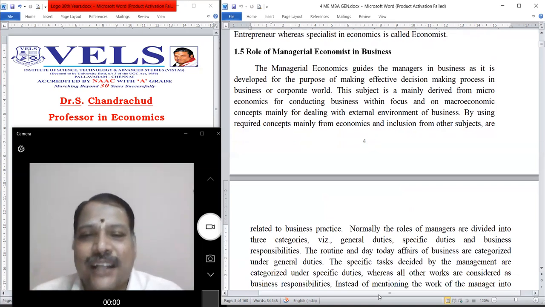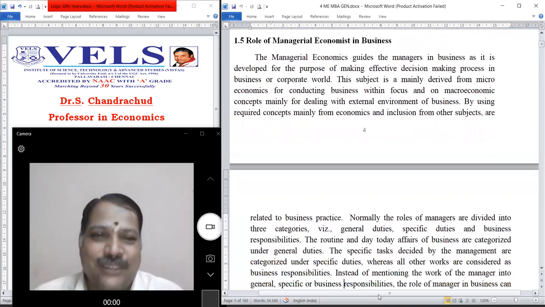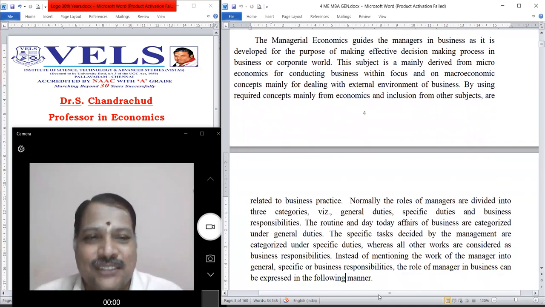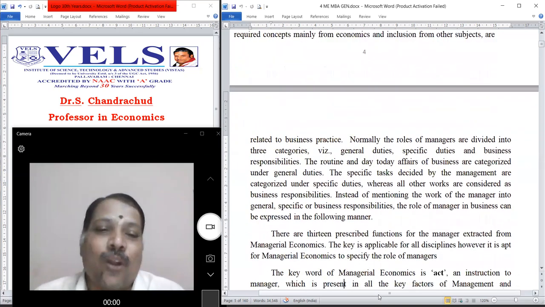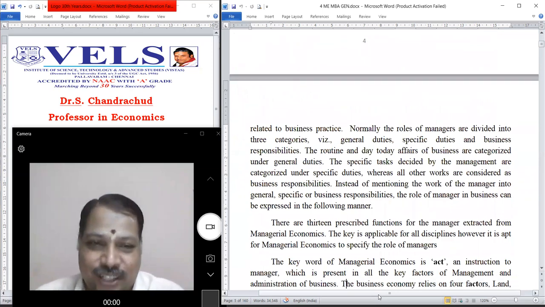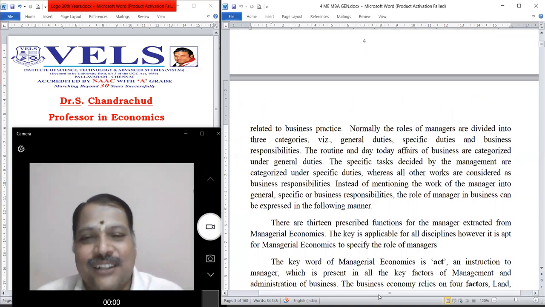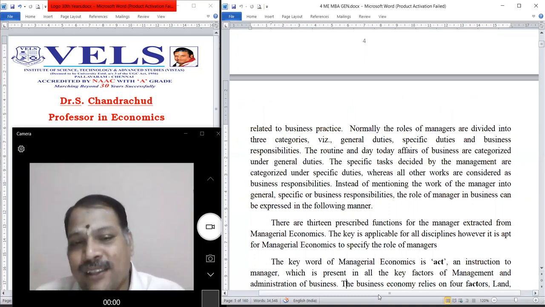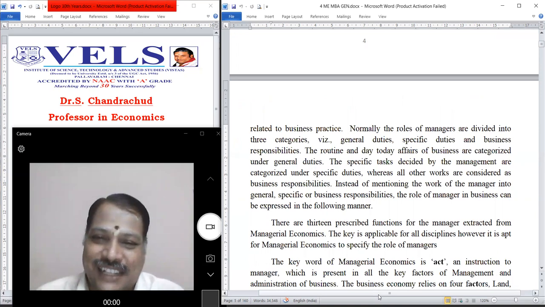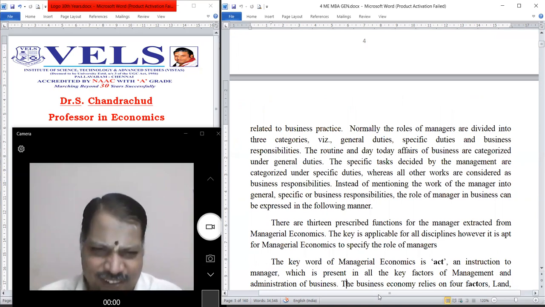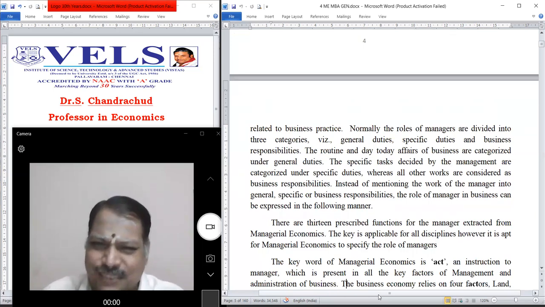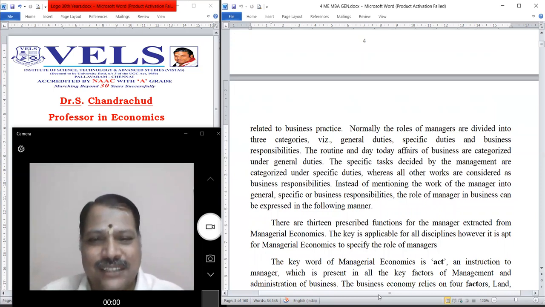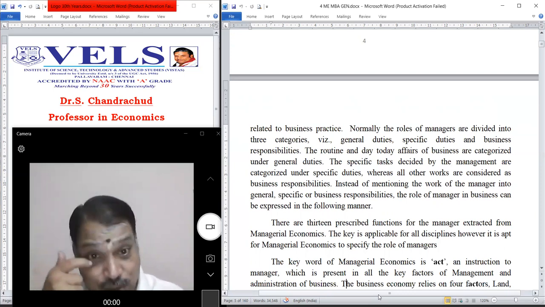By using the required concepts mainly from economics, it also includes topics from other subjects related to business practices. Normally, the role of a manager is divided into three categories. One is general duties, the second is specific duties, and the third is business responsibilities. The routine and day-to-day affairs of a business are categorized under general duties. But when it is a specific task decided by the management, it is categorized as a special duty. Whereas all the work considered as business responsibilities.